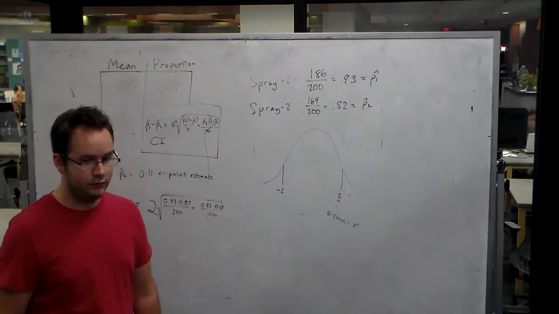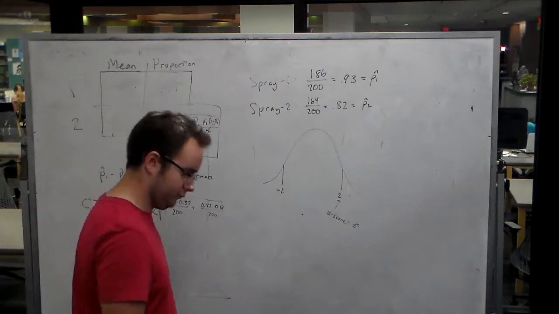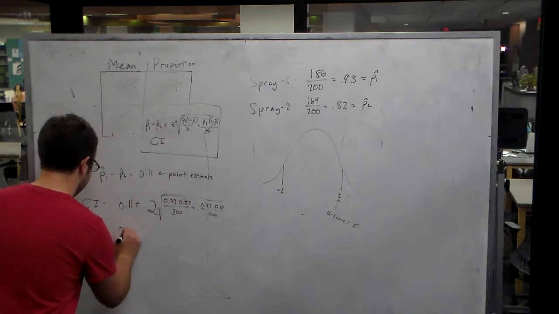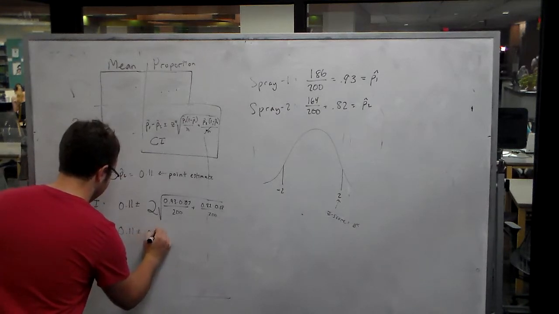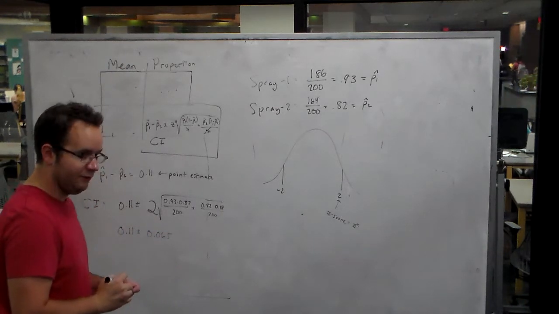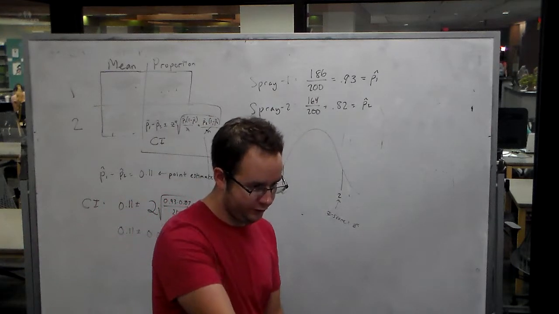So it's this: 0.11 plus or minus 0.065. That makes sense. Yes. All right.